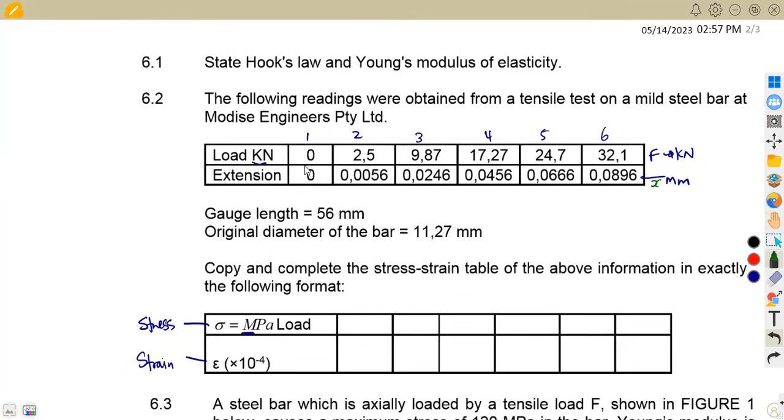All right, so we are supposed to have these values in meters. The gauge length, which is our original length, if we divide by 1000 so that we convert from millimeters to meters, is going to be 0.056 in meters. The original diameter, if we convert again to meters, dividing by 1000, is going to give us 0.01127 in meters. So this is your original diameter, which is going to give us the area.